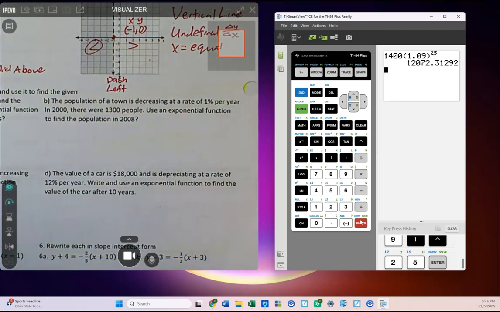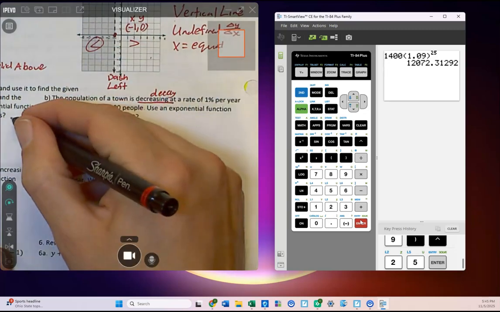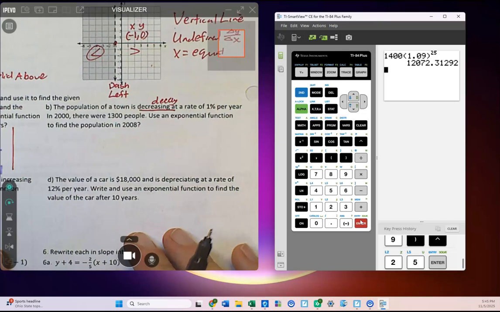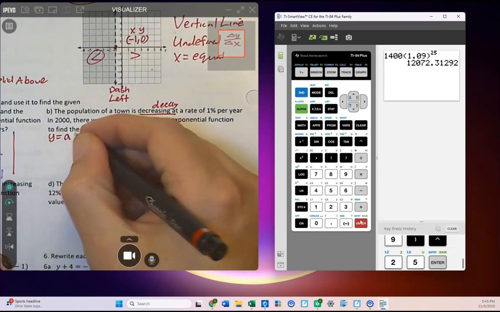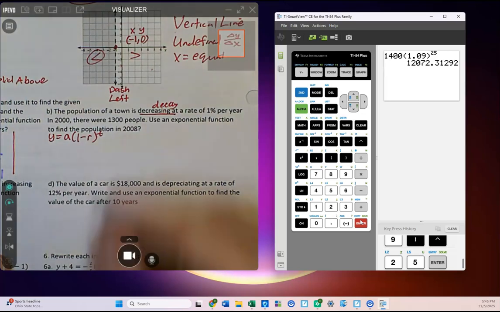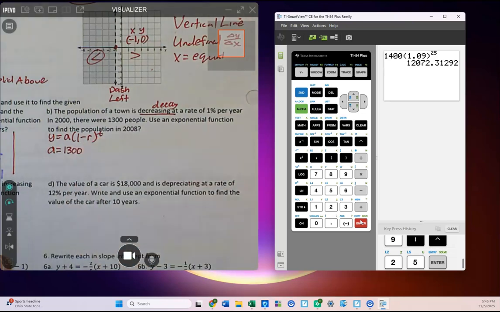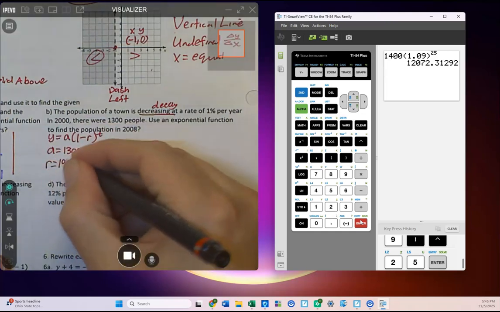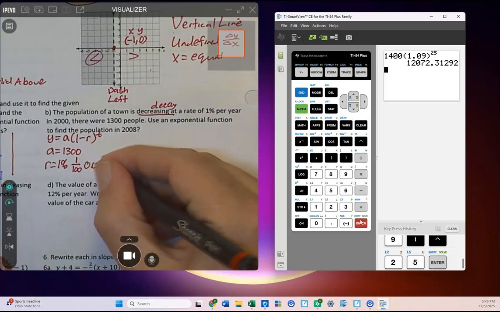Okay, this one is decay because it's decreasing. This is the decay function. Alright, so again, this one's different. It's y equals a times 1 minus r to the t. So a is 1300. And this one, we'll talk about rounding. R has to be a decimal, so 1 divided by 100, that's 0.01.